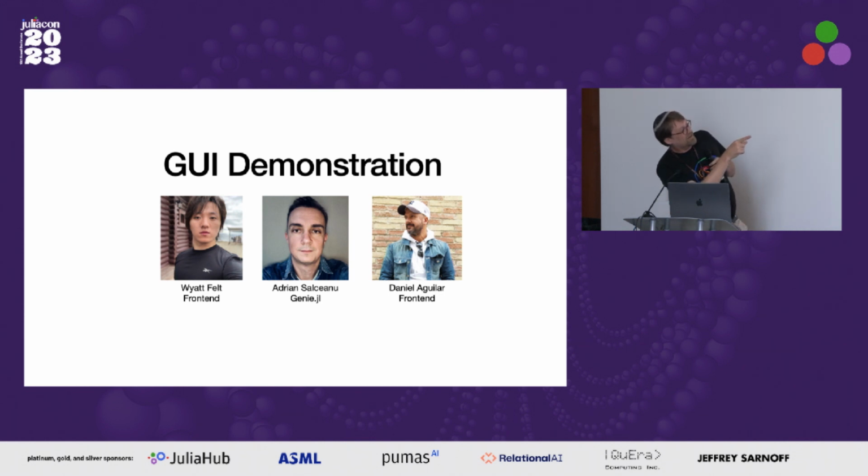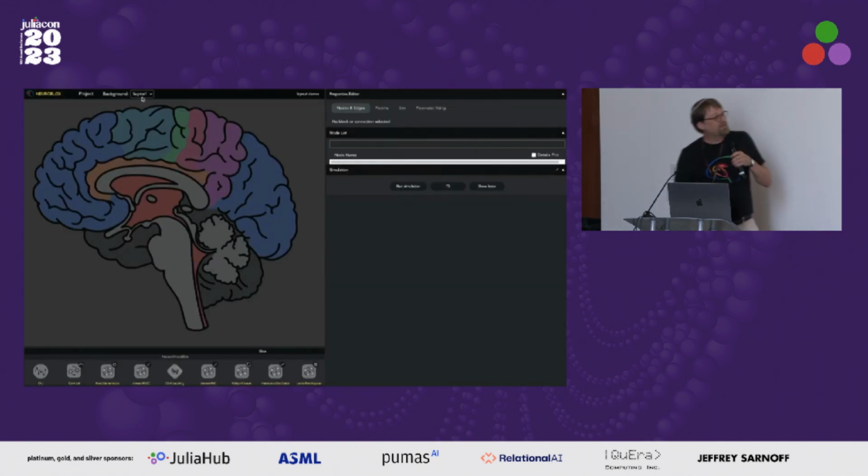So the GUI was done by Adrian and Daniel initially. He's essentially behind Genie.jl, and we hired another front-end developer for the last year, Wyatt Felt. So this is the GUI.